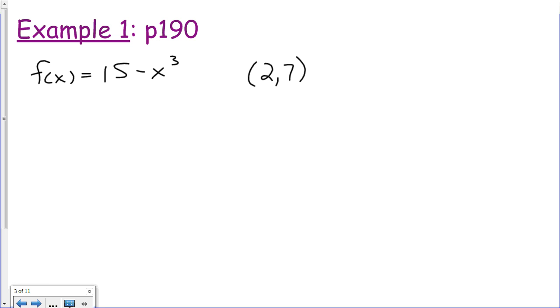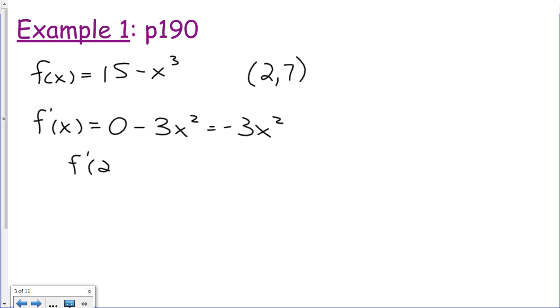To find the equation of the tangent line, I need two things. I need a point, which they gave us, an x and a y value, and I need to know the slope. Slope comes by way of a derivative. So let's find the derivative of this. The derivative of 15 minus x cubed: the derivative of 15, of course, is 0, minus the derivative of x cubed, which is 3x squared. So this turns out to be negative 3x squared. In particular, we want to find the slope at x equals 2, the x value they gave us. If we plug in 2, negative 3 times 2 squared is negative 12.